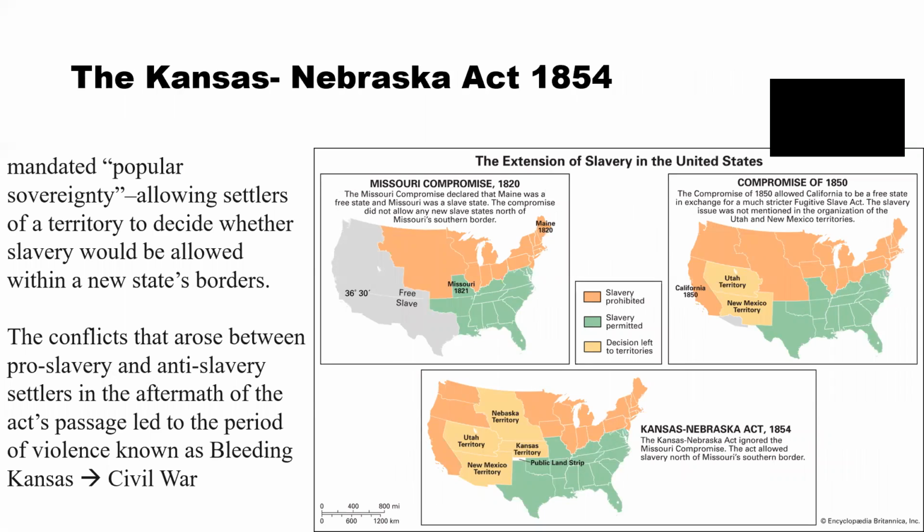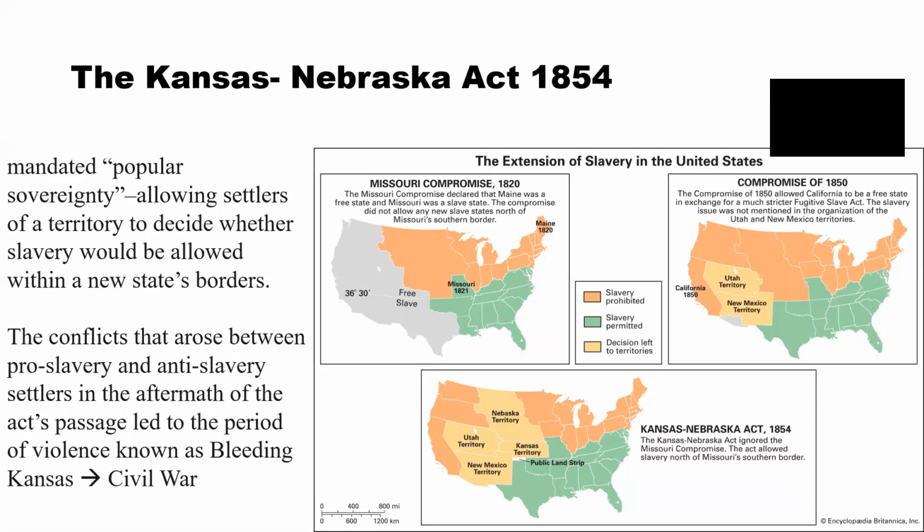Now let's move to another compromise, which is kind of the final compromise before the Civil War, the Kansas-Nebraska Act of 1854. This act basically made popular sovereignty the rule, allowing settlers of territories to decide whether slavery would be allowed. And this is important, as I mentioned above, because it overturned the Missouri Compromise.